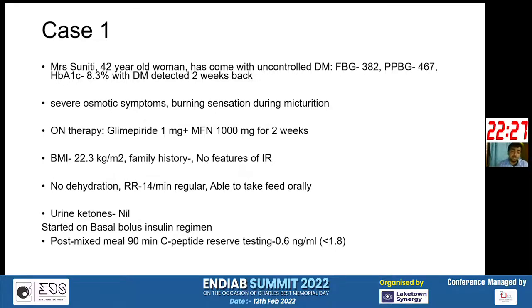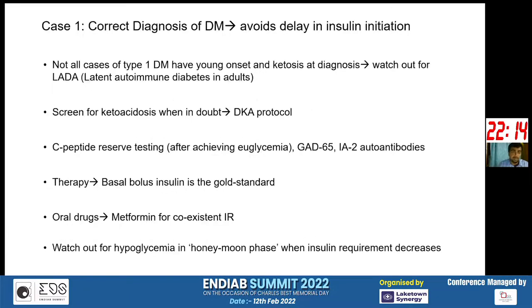Later on, C-peptide reserve testing was planned, and post-mixed meal 90-minute C-peptide reserve testing showed that there is a significant decline in the C-peptide reserve. That's suggestive of type 1 diabetes. So what are the take home messages from this case?